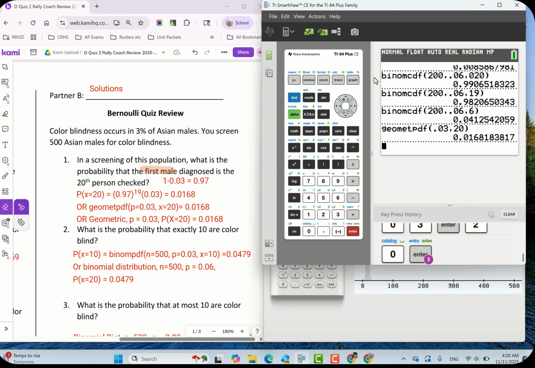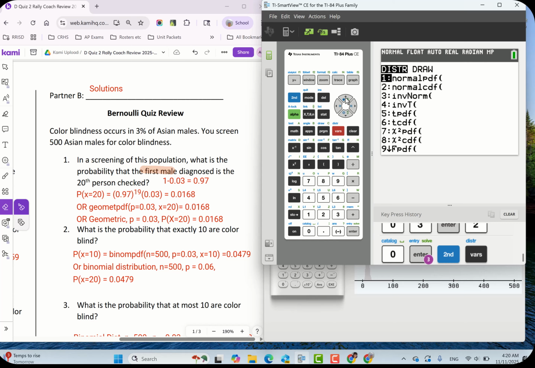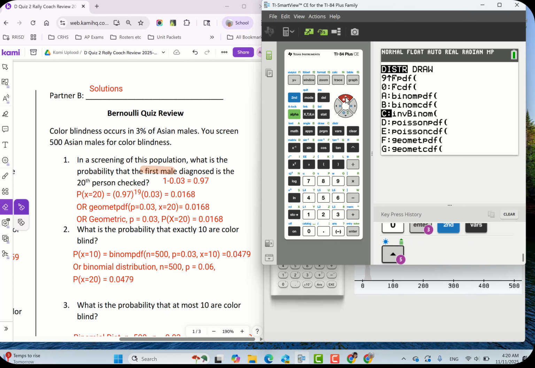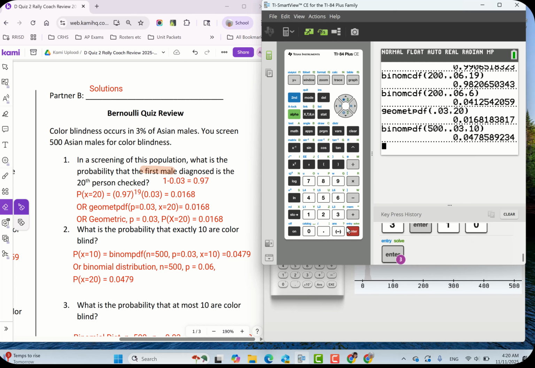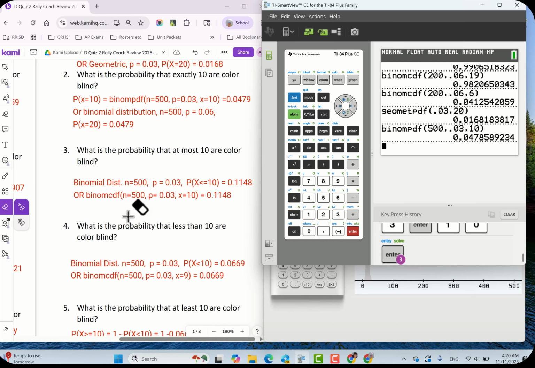And of course, last but not least, you're going, but Mrs. Overman, I'm using a TI, so let's go use a TI. We're doing Binom PDF. Make sure you do the exact. There you go. All those answers match. All right. Okay, then let's scroll on down, and we're going to do number 3 now. So, yeah, you saw the formula. It was kind of a pain. Be careful with it. Okay, what is the probability at most 10 are colorblind?